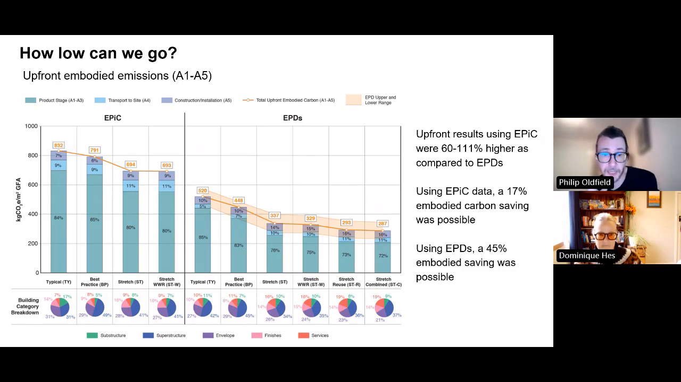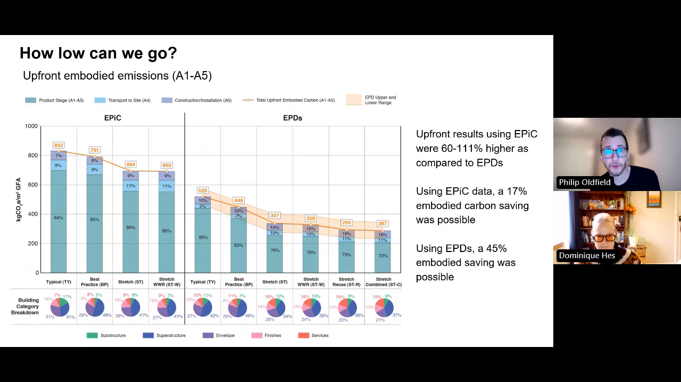So the typical building with EPIC was 832 kilograms of CO2 per square meter. This is A1 to A5, whereas with EPDs, it was 520. So really big difference. And this is why it's really important, when we're doing these kinds of calculations or when we're commissioning them, to ensure transparency.